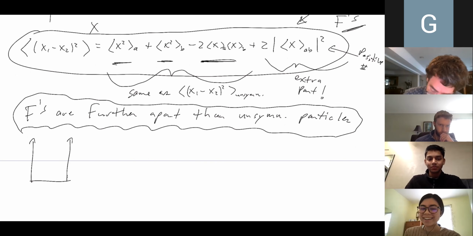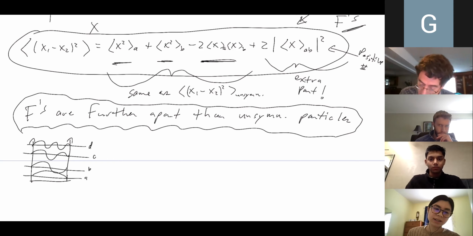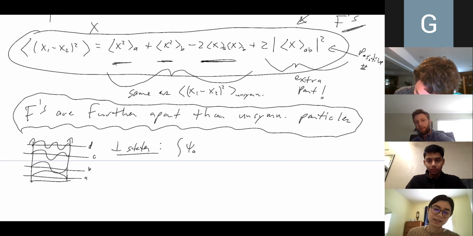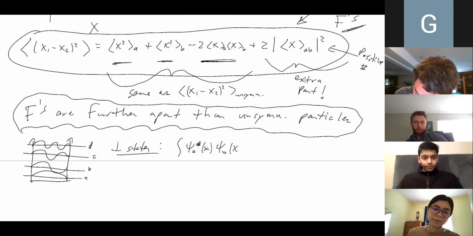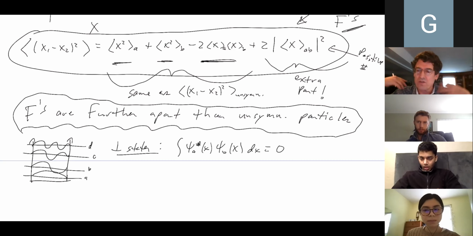I'll just remind you, because I know you've seen this before. Here there's a bunch of states: state A, B, C, and state D. These are the states, the particle in a box states. Now these are orthogonal states, and what that means is that the integral of any two states, A star of x, B of x, dx equals 0. That's the definition of orthogonal. And linear independence is something different. That just means that they form a basis, and we don't need to get into that nuance. But this is the definition of orthogonal.